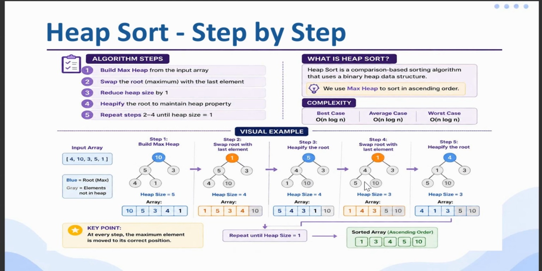The final operation is extract max. This removes and returns the maximum element from the max heap. We swap the root with the last element, reduce the heap size, then heapify the new root, which takes O(log n) time. These three operations are the building blocks of heap sort, and the algorithm itself is simple: build a max heap from the input array, and repeatedly extract the maximum element and place it at the end of the array.